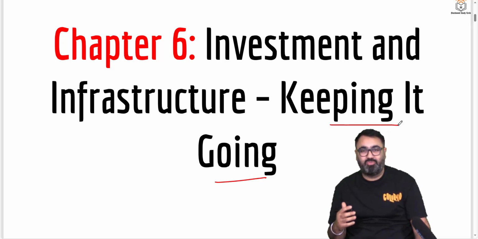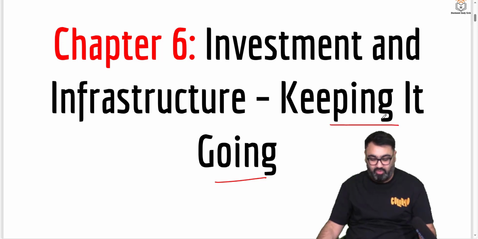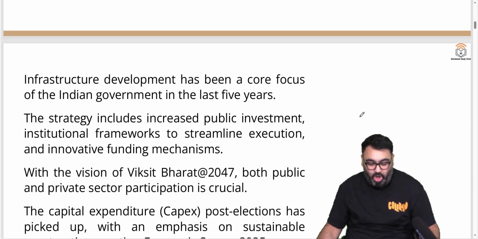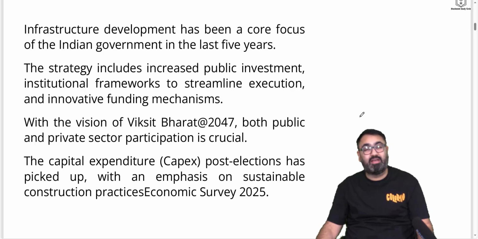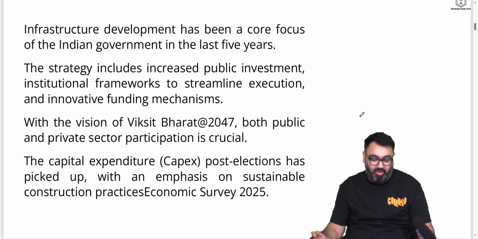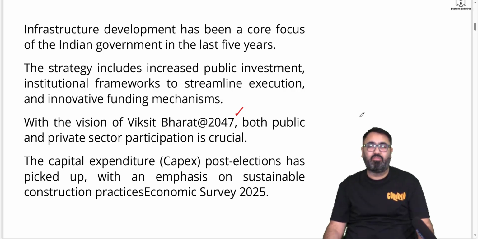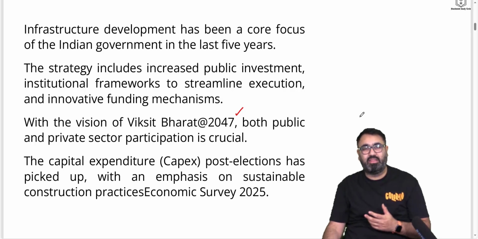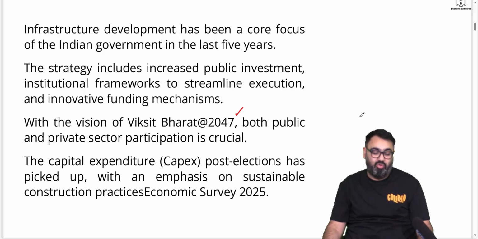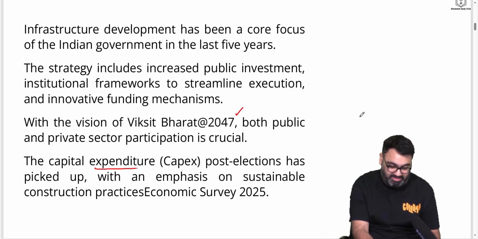How can we have better investment? How can we have better infrastructure? So on and so forth. So let's see what the economic survey tells us. In this chapter, the economic survey focuses on our vision of a Viksit, that is developed, Bharat by 2047. And it says one of the key things we need to do to achieve that is to focus on our capex, that is capital expenditure.